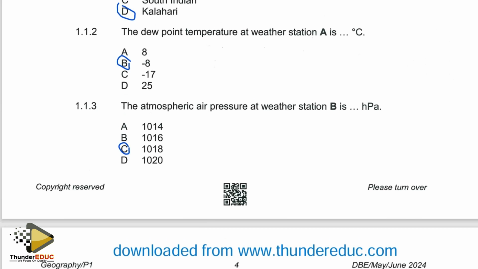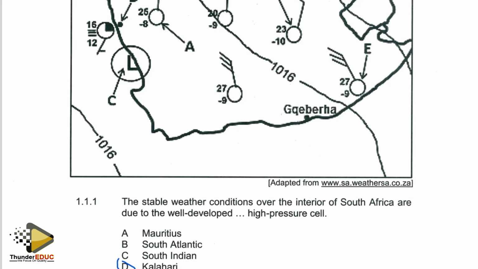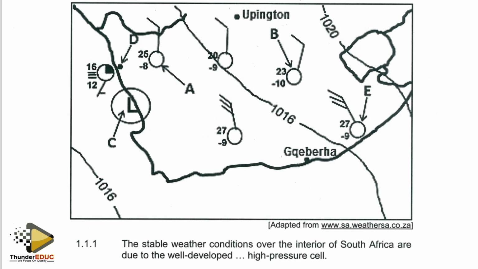Right, we move on to number 1.15, which says the type of precipitation found at town D is dash. We go back to our map and try to identify where town D is. Our D is there, indicated by this letter, and is pointing to that symbol there. What does that symbol mean? What is the type of precipitation indicated by that symbol? You can see D is pointing at a dot.